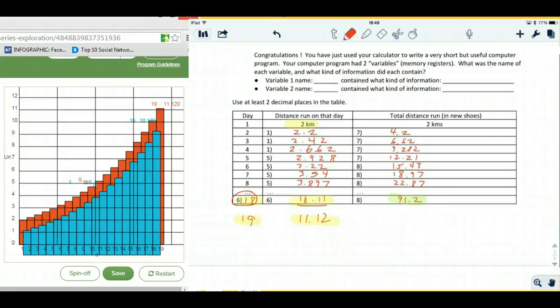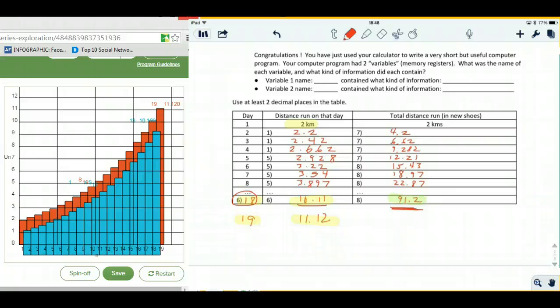Okay, and what are we trying to figure out? We're trying to figure out an easy way to figure out, without the calculator, that the total of all the distances he ran from day 1 to day 18 is 91.2, which we figured out with the calculator pretty easily.